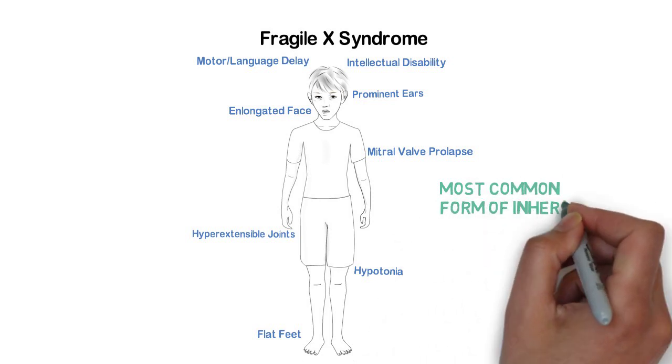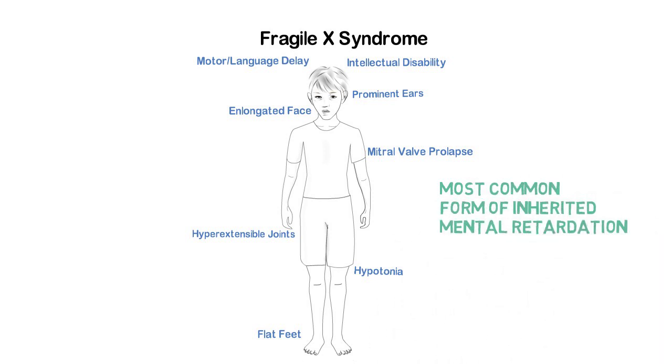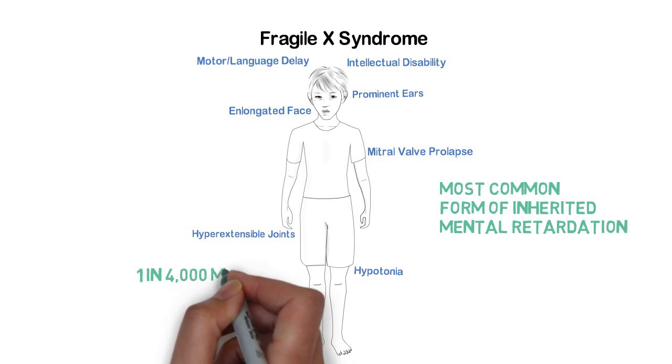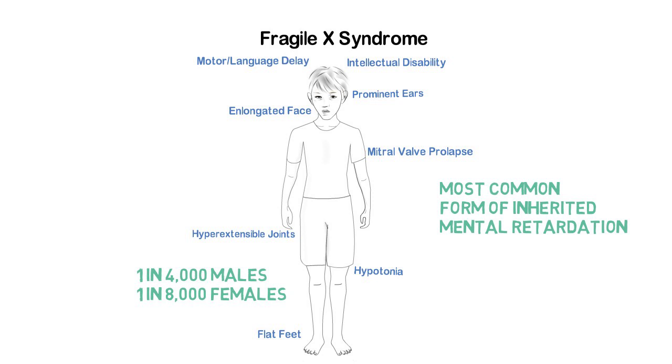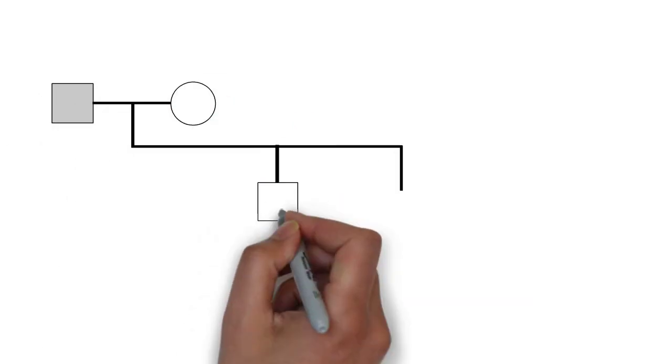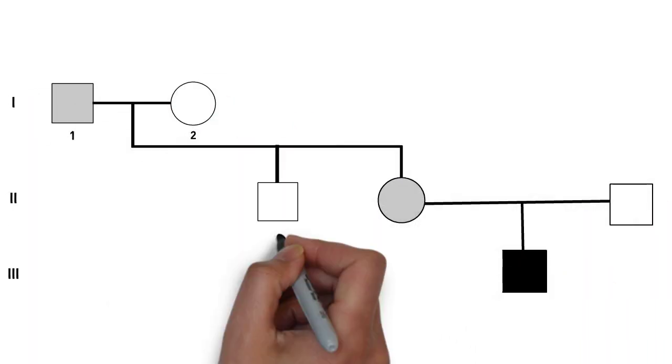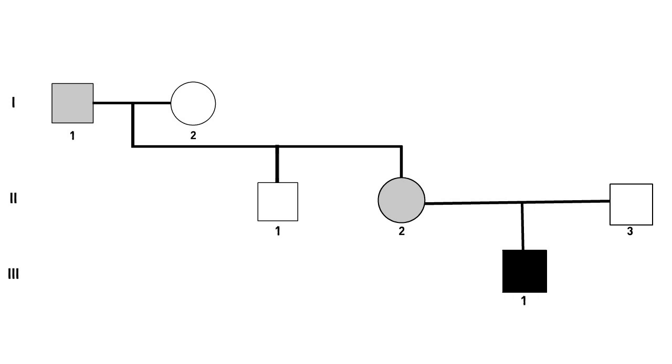Fragile X syndrome is the most common form of inherited mental retardation and affects approximately 1 in 4,000 males and 1 in 8,000 females. Because of this, Fragile X testing is usually done as a first test when investigating a genetic cause for mental retardation. Fragile X syndrome is inherited in an X-linked dominant fashion, as depicted in this pedigree. Recall that when looking at a pedigree, circles are females and squares are males.